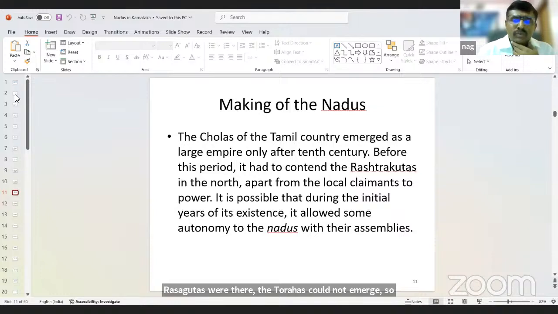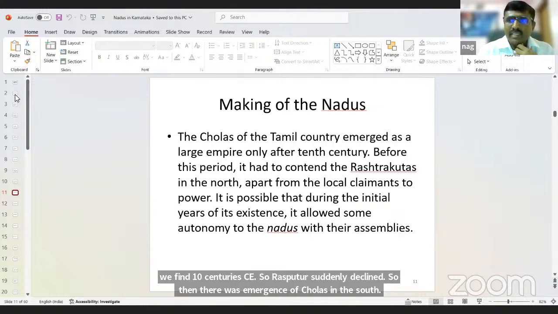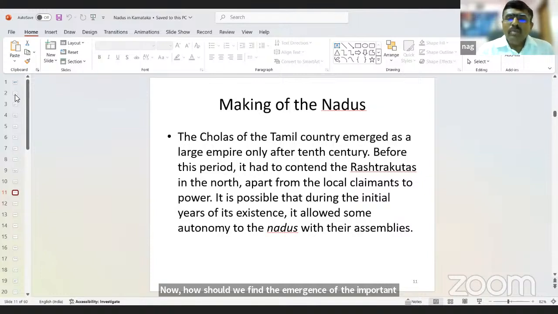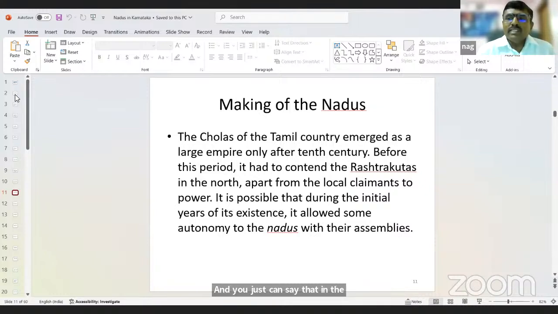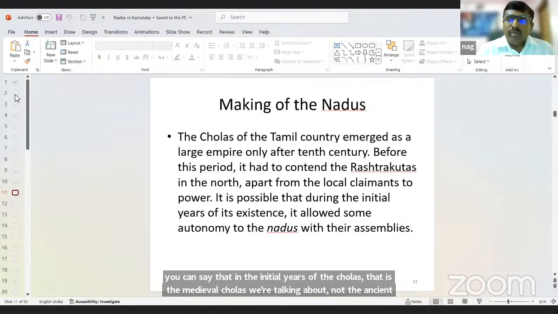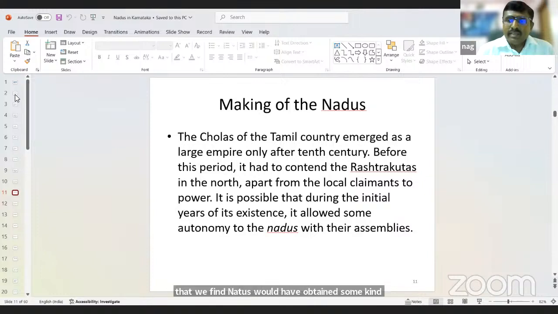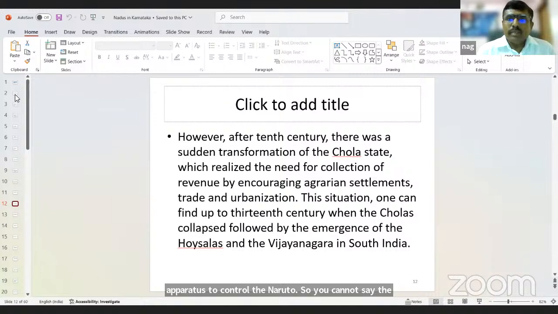Also, we find the emergence of important kings like Rajaraja, whom we have mentioned, and other kings. They were able to expand the Chola territory to a great extent. There is no doubt about that. In the initial years of the medieval Cholas, not the ancient Cholas, Nadus would have obtained some kind of autonomy, and that would have continued in later times also. That does not mean the state was not able to control the Nadus. The state had all the apparatus to control the Nadus. You cannot say the state did not have the capacity to control them. That would not be acceptable.